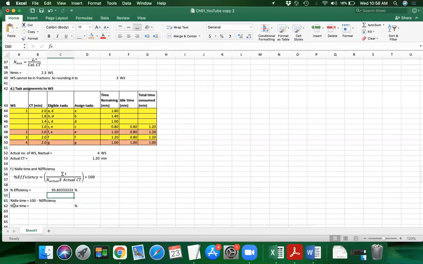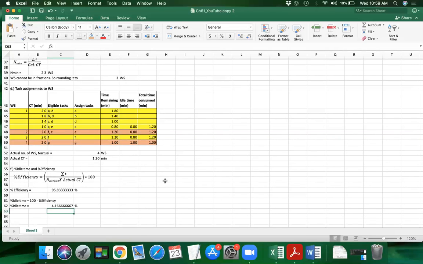So how would you calculate the idle time? Well, that is equal to 100 minus percent efficiency. So here, 100 minus percent efficiency, 95.83, gives us the percent idle time for the line, which is 4.16%.